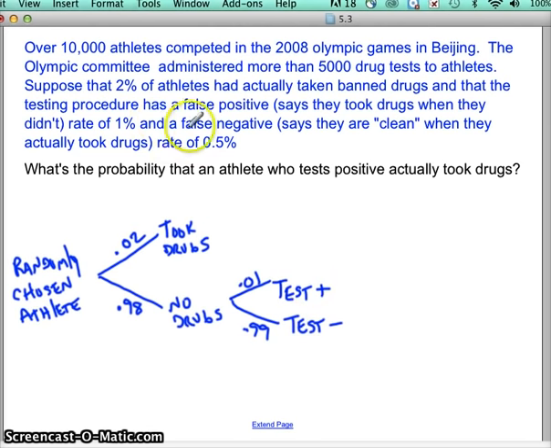Okay, then it says that a false negative is 0.5%. So that means that they did take the drugs, but the test said negative. It says they're clean when they actually did take drugs. That happens 0.5% of the time. If we move that decimal place 2 to the left, it would be 0.005. So that would imply that 99.5% of the tests when you take drugs will say you took drugs, so that'd be 0.995.